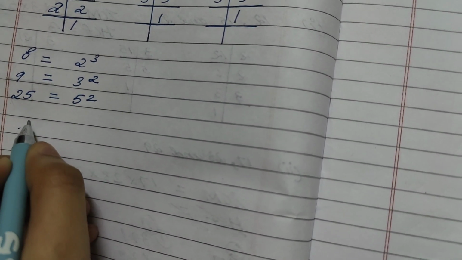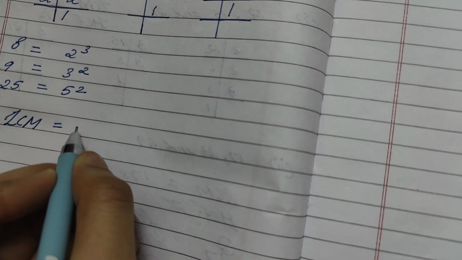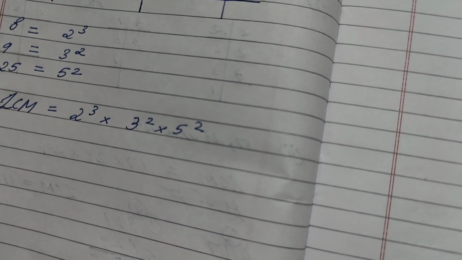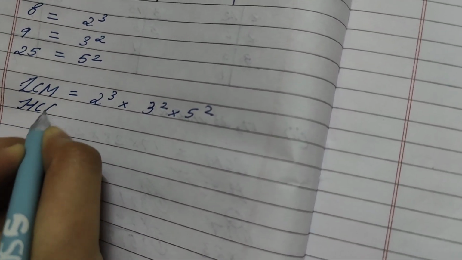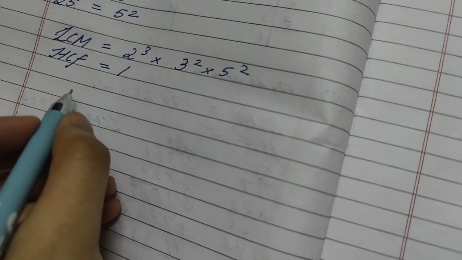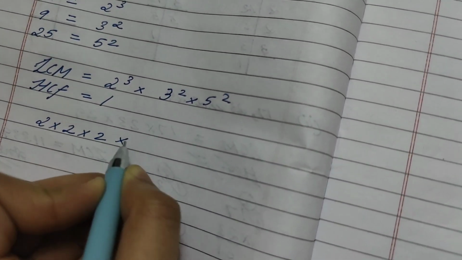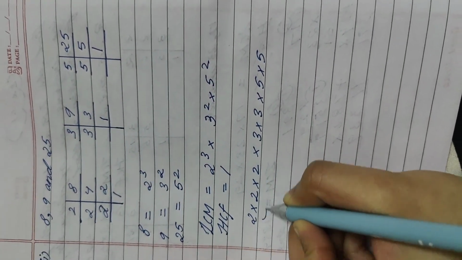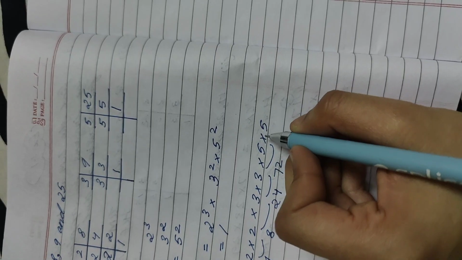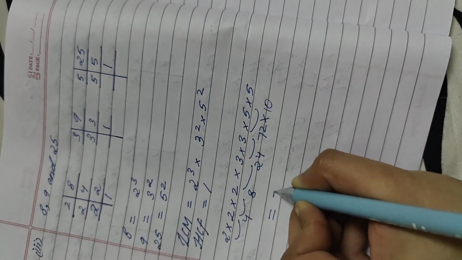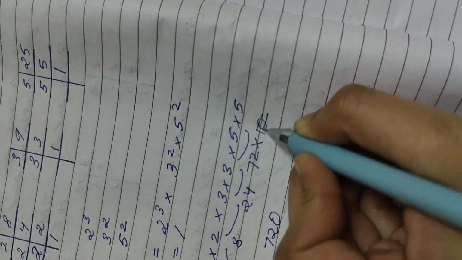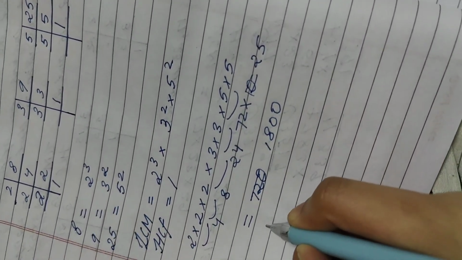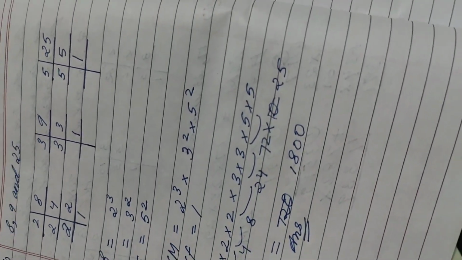Now we will write LCM is equal to the greatest powers, like 2 cube into 3 square into 5 square. And again there's no need of writing HCF, but still I will write that HCF will be just 1. We will expand this first and write it like this, 8 into 9 into 5 into 5. Now 8 nines are 72, and then 72 into 25 is 1800. So this is the answer, and we are done with this question.